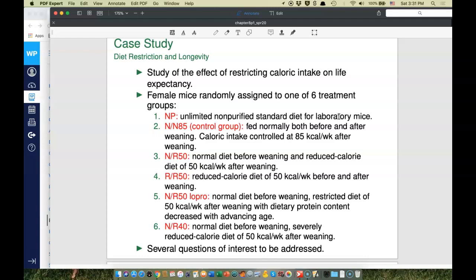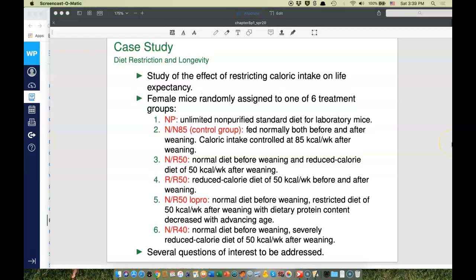Then NR50 low pro, normal diet before weaning, restricted diet of 50 kcals per week after weaning with dietary protein content decreased with advancing age. And NR40, normal diet before weaning, severely reduced calorie diet of 40 kilocalories per week after weaning, and there were several questions of interest to be addressed.